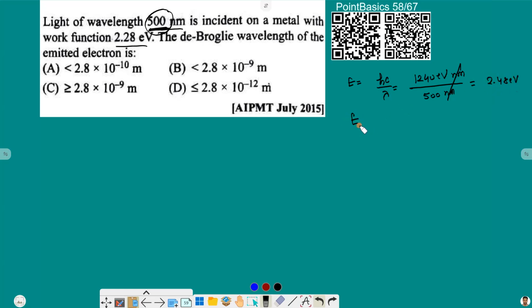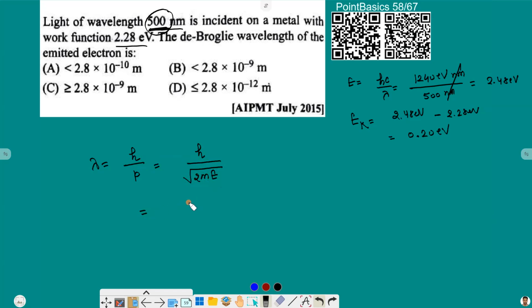So the maximum kinetic energy of the emitted electron will be the incident energy of the photon minus the work function, that is 2.28 electron volt. So that is basically 0.20 electron volt. So this is the kinetic energy. Now lambda for the emitted electron, that will be the de Broglie wavelength, h by p, and that will be h by under root 2mE.